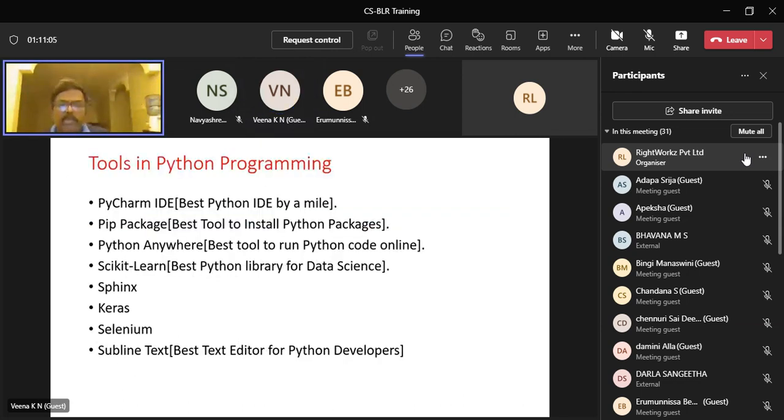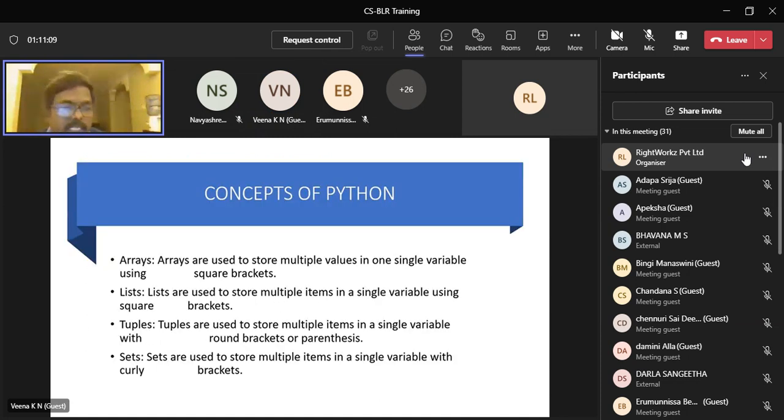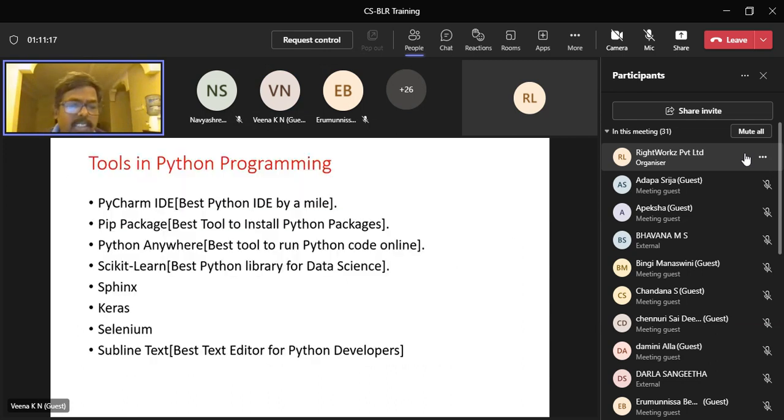Veena, one more concept you can include, dictionary also. That is also a very important concept. Yes, sir. Okay. Next you update dictionary, and then you can post in the WhatsApp group.